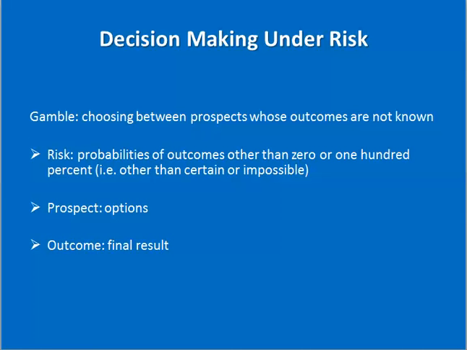So a gamble is choosing between prospects whose outcomes are not known. Risk basically means any probability of outcome other than 0 or 100%, or other than certainty or impossibility. Prospect, a term that will be used quite often, is simply an option, and the outcome is the final result.